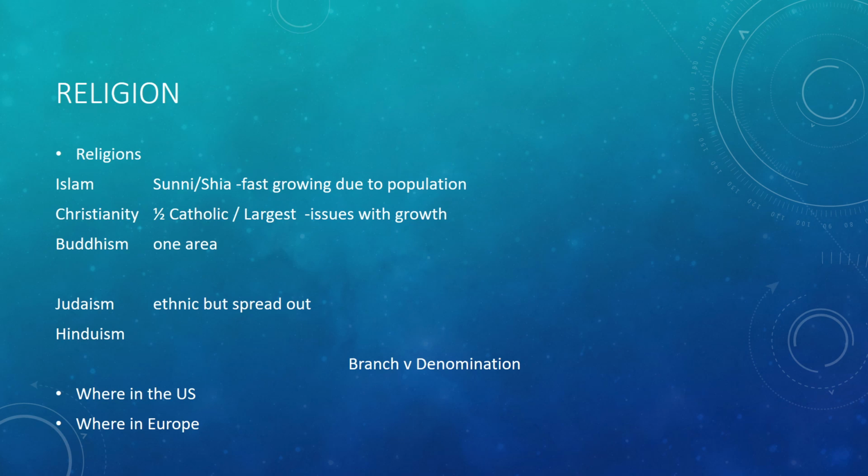Judaism is an ethnic religion but spread out, which makes it unusual. Buddhism is a universal religion, but it's mainly in one area. Hinduism has a large number of followers. Oh, where do we find religions in the United States? Let me explain a few things.